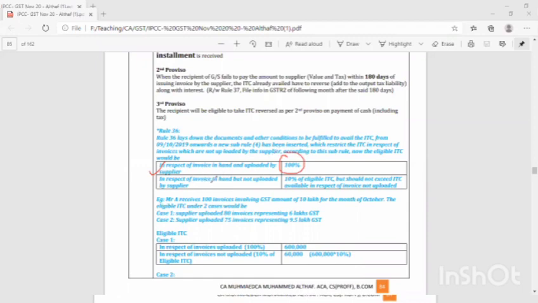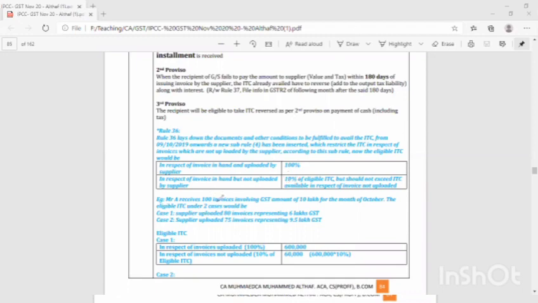And in respect of the invoice in hand, the invoice must be there, but not uploaded. Not uploaded means 10% of the eligible ITC, but it should not exceed the ITC available in respect of the invoice not uploaded. Earlier it was 20%. Now they have reduced it to 10%. That is an amendment that happened for your attempt.